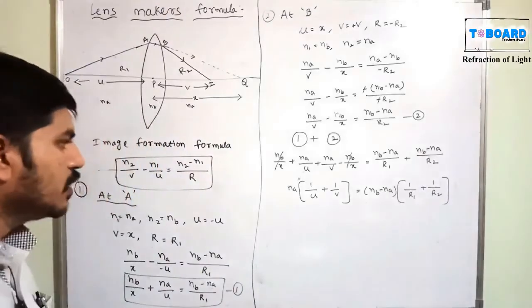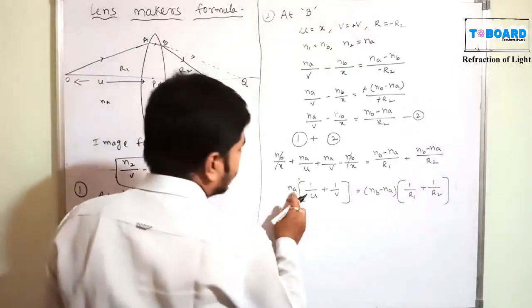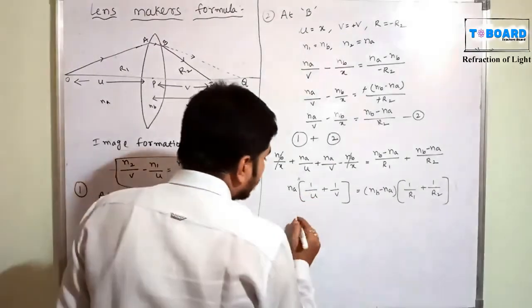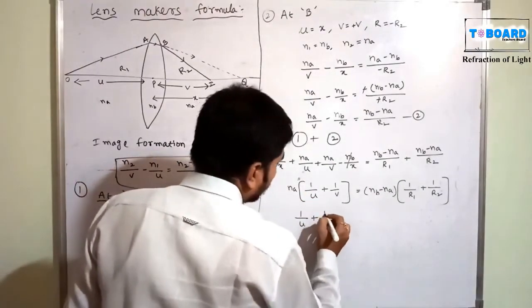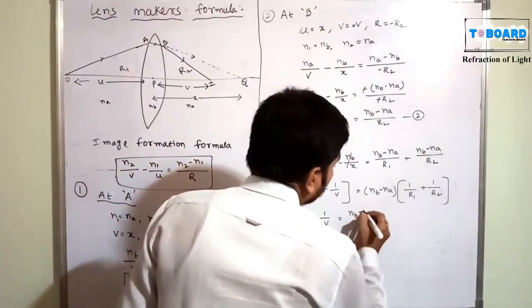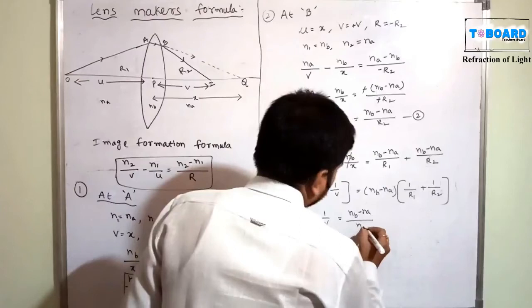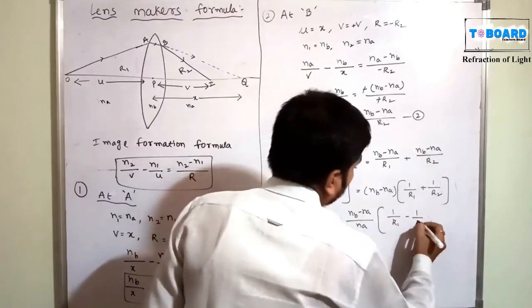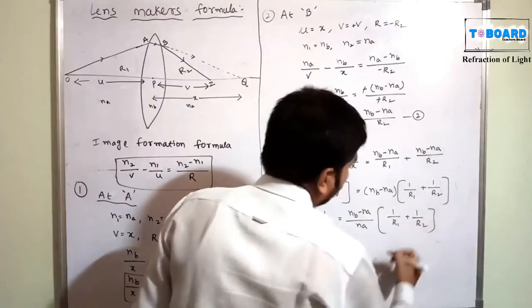Okay, so in this situation I want to divide by NA, it goes to the outside of the equal sign. What will it be? 1 by u plus 1 by v is equals to, what will it be? NB minus NA by NA, into 1 by R1 plus 1 by R2.